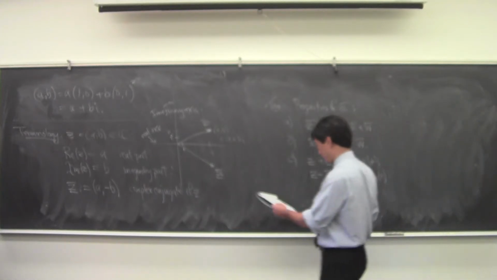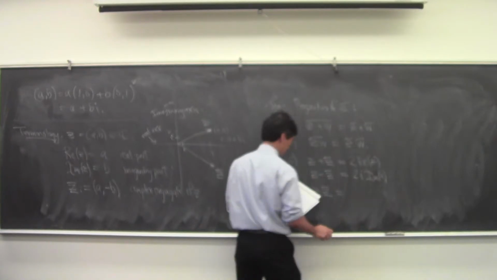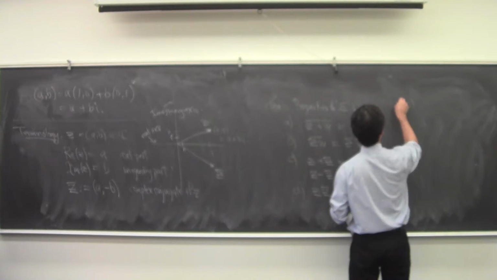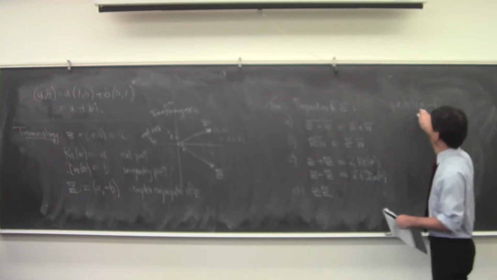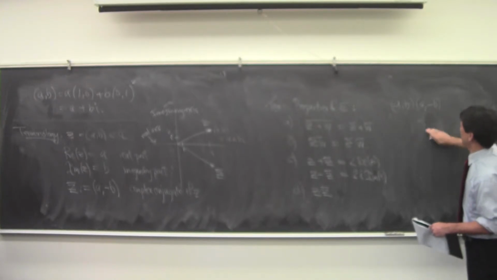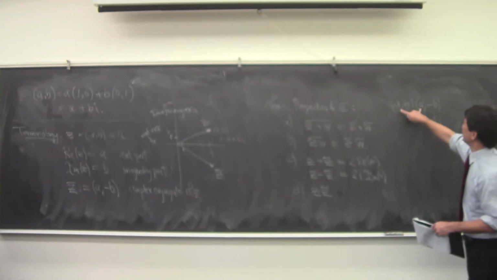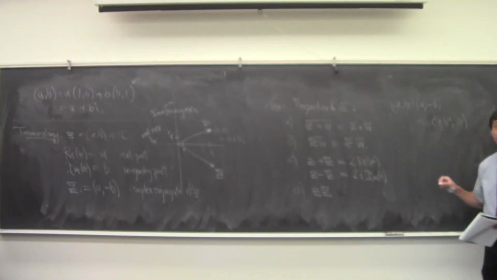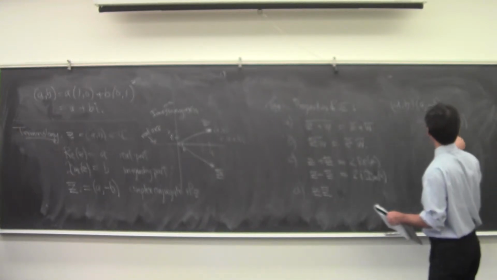And the last one, if I take z times z bar, you notice that it's a plus bi times a minus bi. What am I going to get? I get a squared plus b squared, and then the cross terms give me 0. So I get a squared plus b squared.